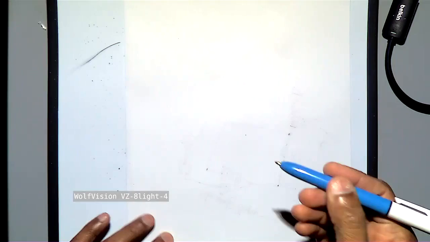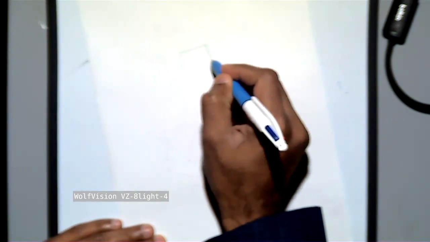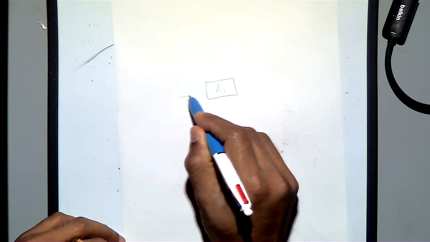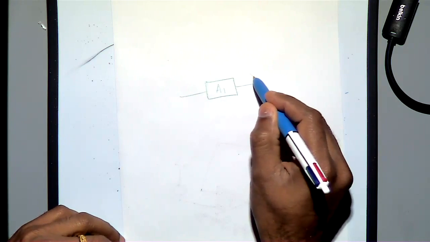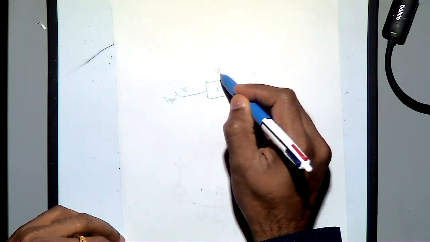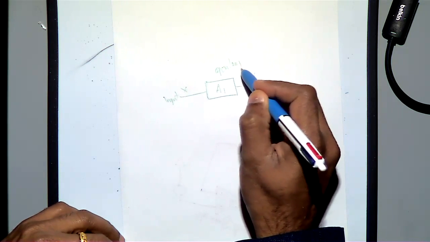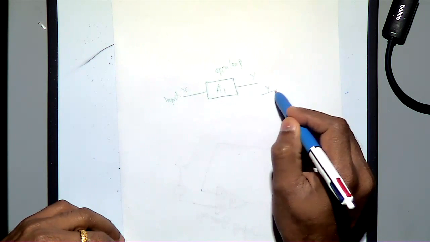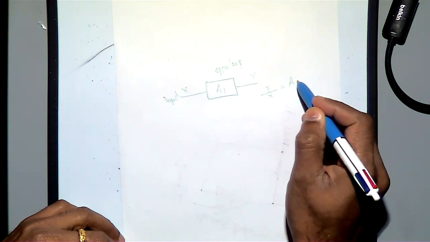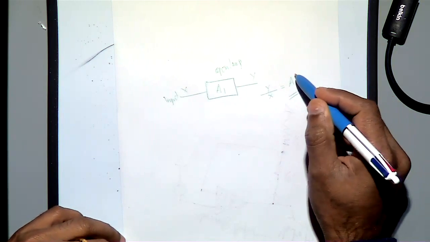So in feedback, maybe this is an amplifier. Here we are learning feedback from an electronics point of view. So you design an amplifier with gain A1. Then this is your input, this is your output. Output is Y, X is the input. This is called open loop. In the open loop, Y by X is the gain, which is equal to A1. That is the open loop gain.